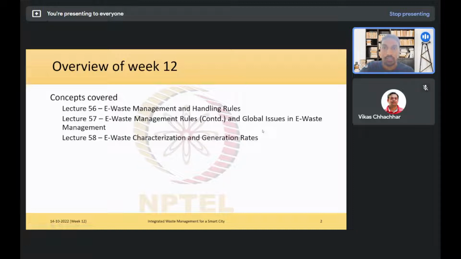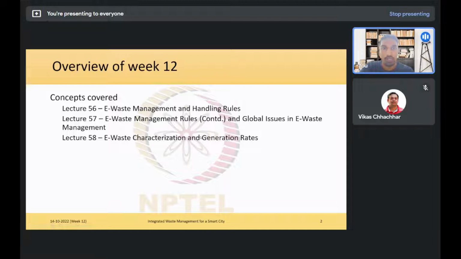And then in the third lecture we looked at how to characterize e-waste. We looked at municipal solid waste characterization in earlier weeks, and similar to that, we looked at e-waste characterization, because e-waste contains some hazardous material. Therefore it is necessary that we characterize and properly analyze it so that we do not contaminate the environment. So we looked at the TCLP test, and how we apply that to e-waste.